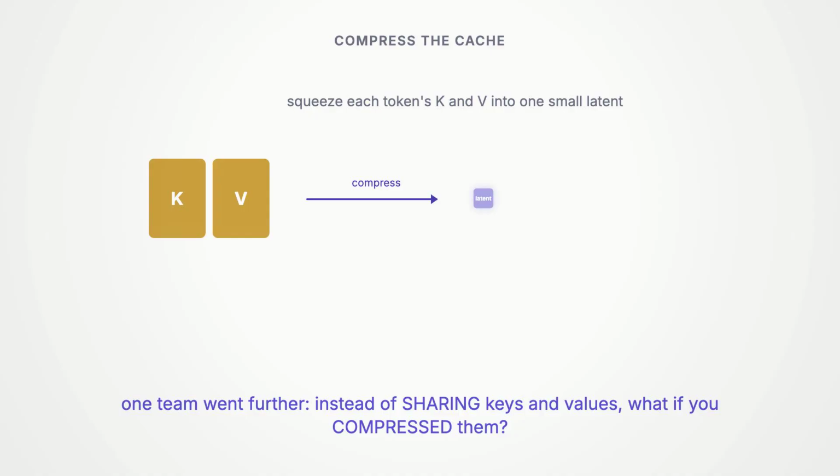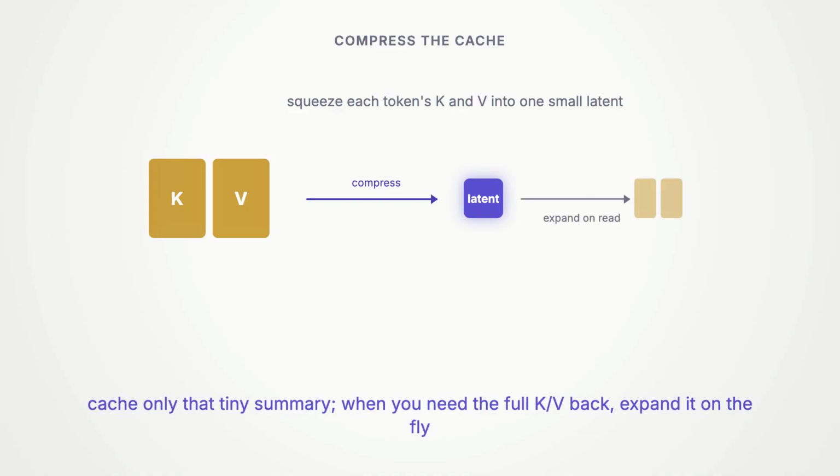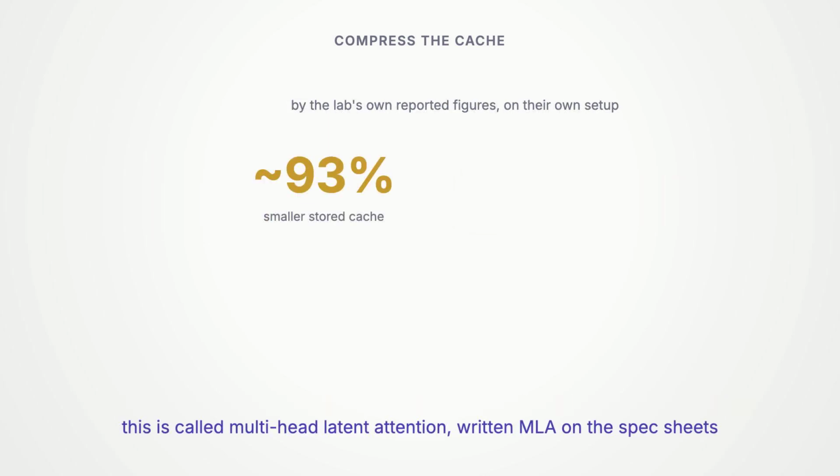Instead of sharing the keys and values, what if you compressed them? Before storing anything, squeeze each token's key and value down into a single small summary vector, a latent, and cache only that tiny summary. When you need the full keys and values back, you expand the summary on the fly. You are no longer storing the bulky originals at all, only a compact code for them. This is called multi-head latent attention, written MLA on the spec sheets.